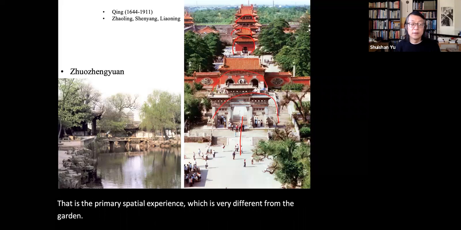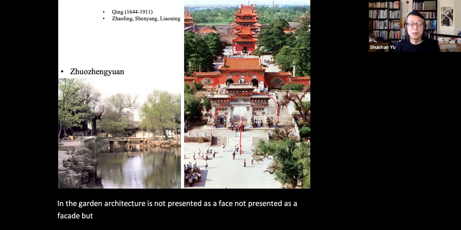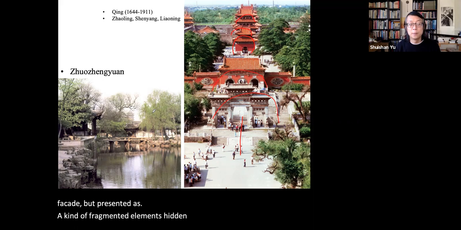In the garden, architecture is not presented as a face or a facade, but as fragmented elements hidden behind nature, behind the trees.